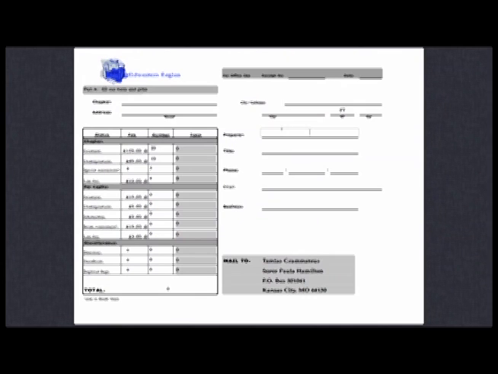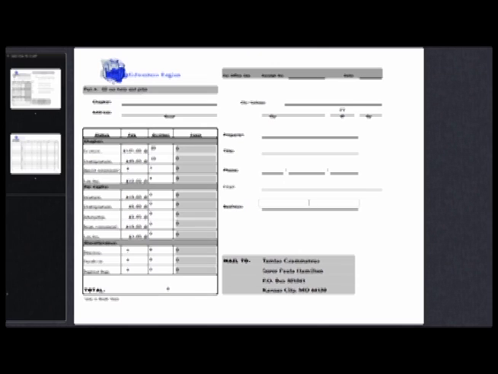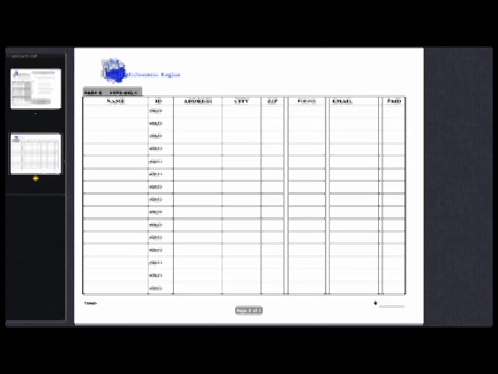These are actually editable PDF forms. Basically, chapter members can go in, fill out this information, send these forms in with their money orders or personal check, and go from there.